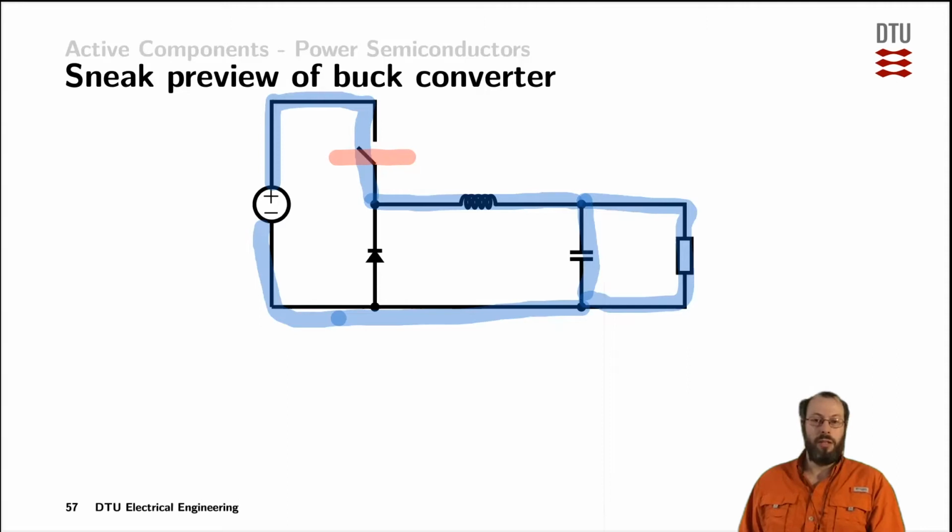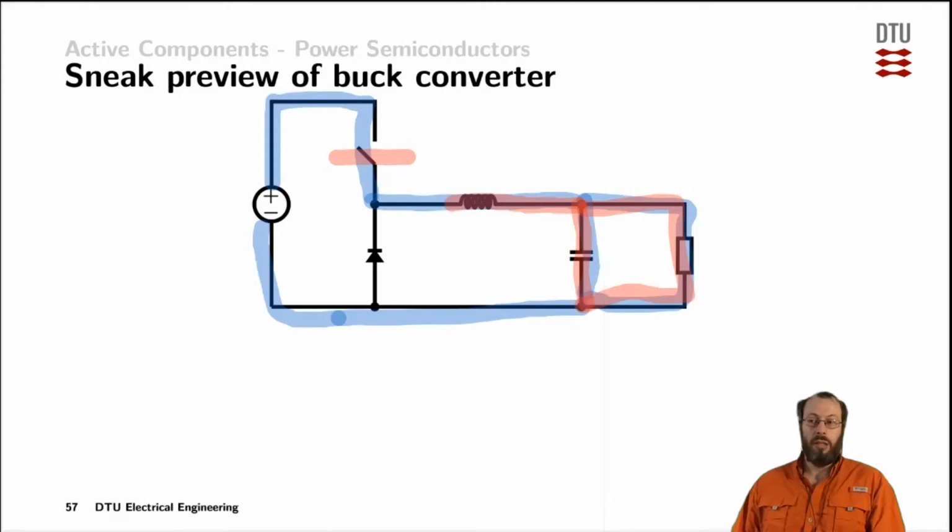Now, the other state of operation is when this switch up here is fully open. When this switch is fully open, we still have a current flowing in this inductor from the previous state. And as we have learned from the inductor video, we cannot have jumps in inductor current. So that current has to flow somewhere. On the right-hand side of the inductor, it would still provide energy to the capacitor and to the load.